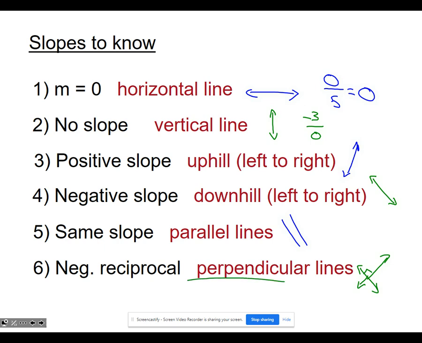And you do have to be careful here because it is possible that you would get a vertical line and a horizontal line. Those are definitely perpendicular, but you would not get the negative reciprocal. All right, so there is one exception to it.